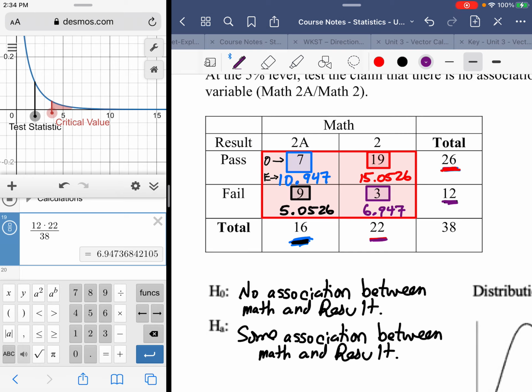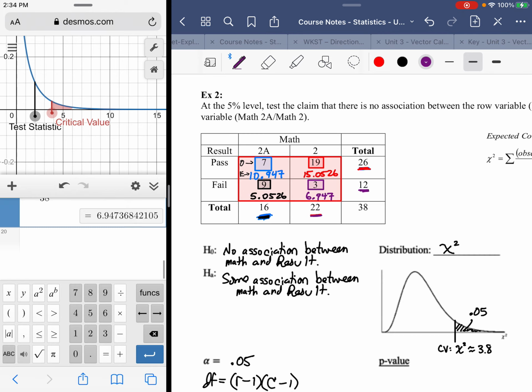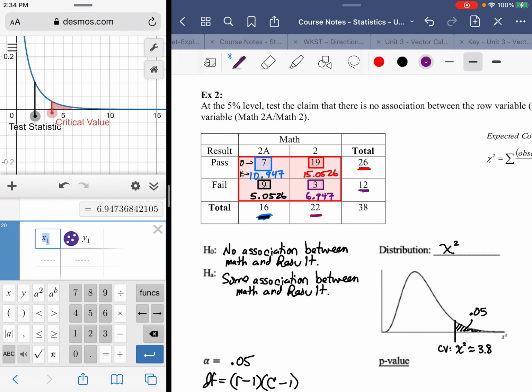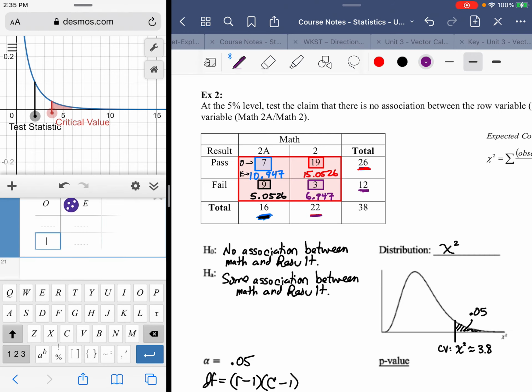So the printed values, the 7, the 19, the 9, and the 3, those are the values we actually got. We conducted a study, and these are the outcomes. What I wrote down in marker, the 10.947 and the 15.0526 and all that, that's what we should have gotten. So we make a column that consists of all the observed values in a table. We call that first column O and the second one E, just like we did for the homogeneity test and goodness of fit.